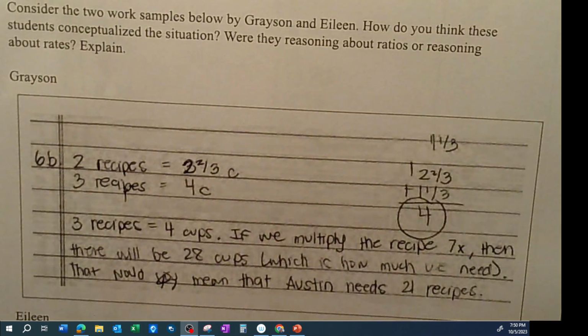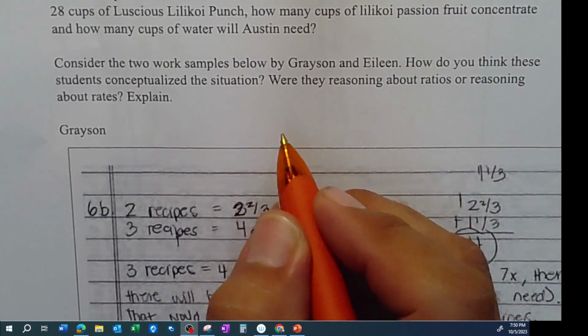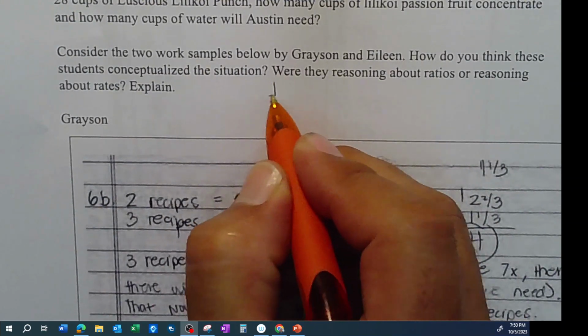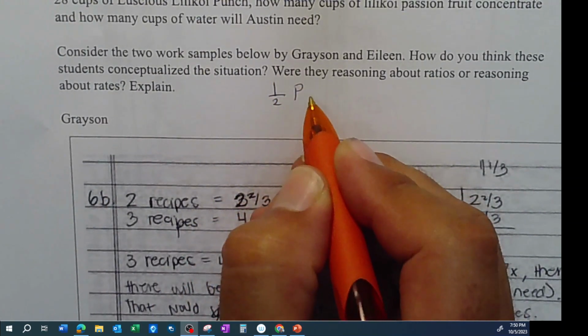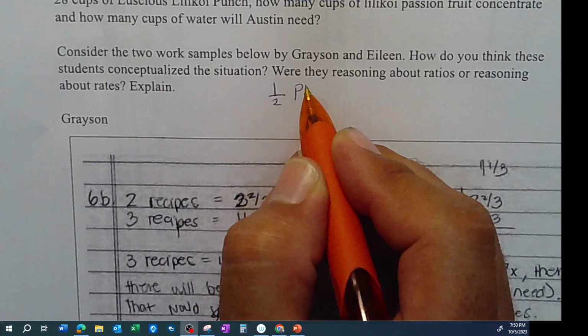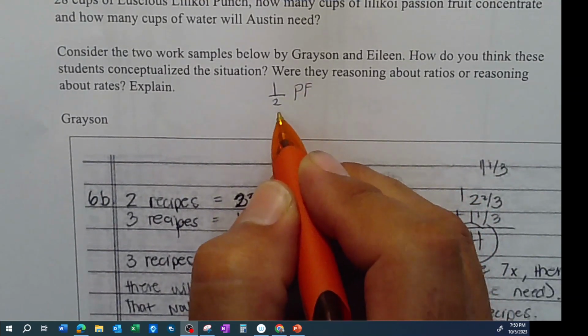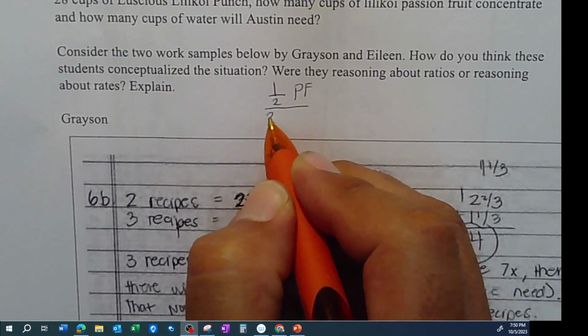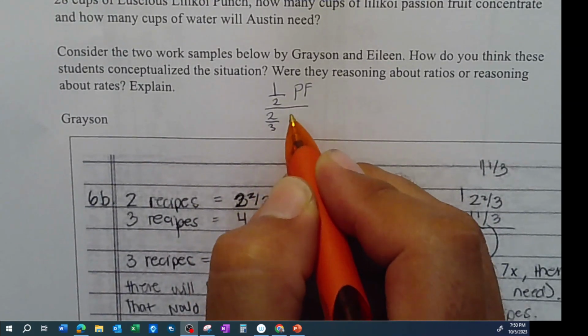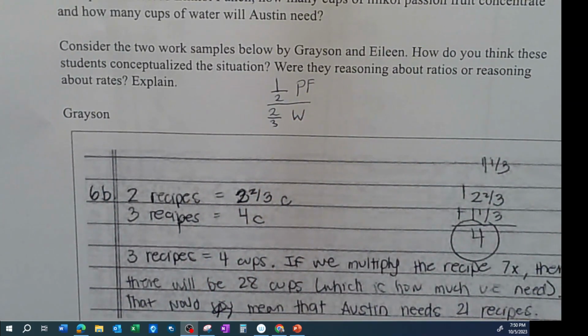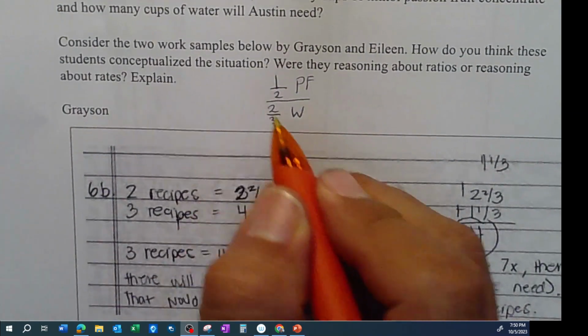my first thought was I probably should do the problem. So let's take a look at the Lilikoi. We have, in my take on it, a half unit of passion fruit for 2/3 of water.